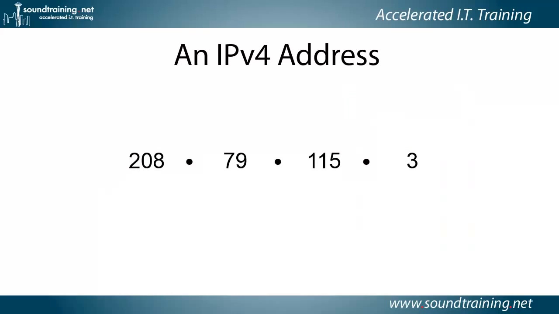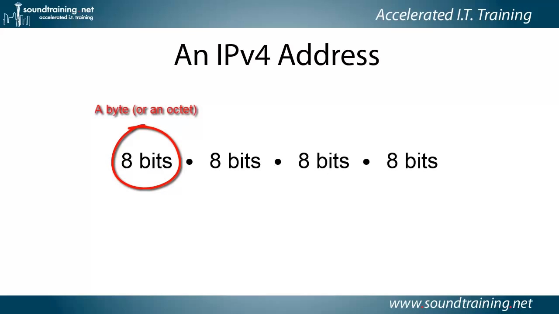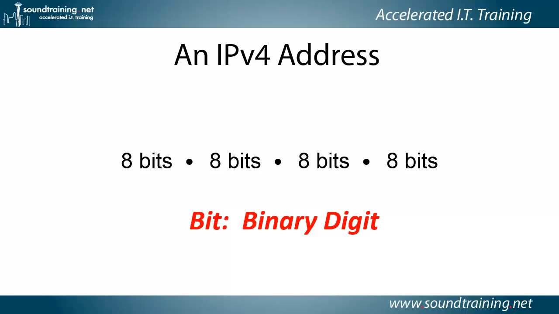Now let's go to an example. Here we see an IPv4 address. This is just some random address that I chose, 208.79.115.3. Each one of those sections is called an octet or a byte. The reason they're called octets or bytes is because they map to 8-bit binary numbers, and there's 8 bits in a byte. Now, a bit is simply a contraction of the term binary digit. And every IPv4 address is made up of a total of 32 bits, divided into 4 sections, again called octets or bytes.